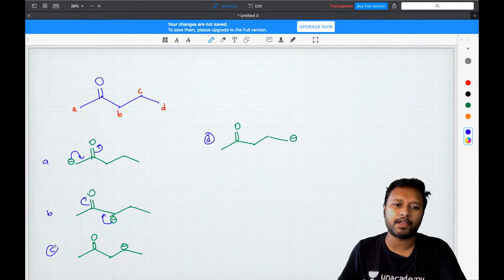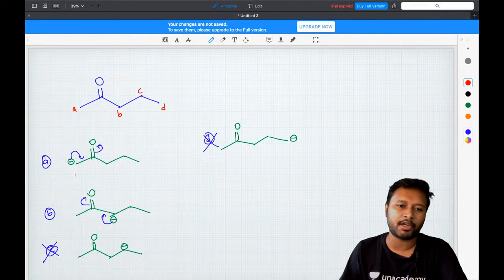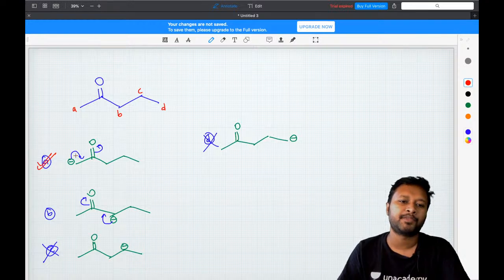So C and D you can cancel out. These are not resonance stabilized. A and B are. Now in A and B, which is more stable? Both of them are resonance stabilized, both of them have 1 resonance structure, but A, being a 1 degree carbon ion, is more stable, because here the inductive effect is also least, the plus I effect from the alkyl part is least over here.